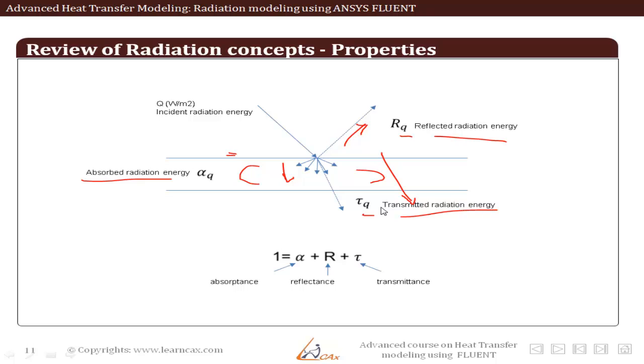Absorptivity is the fraction of irradiation absorbed by the surface with respect to total radiation. Reflectivity is the fraction reflected by the surface compared to the total radiation. Transmittivity is the fraction of radiation transmitted by the surface compared to the total radiation incident. So absorptivity is the ratio of absorbed radiation to incident radiation, reflectivity is the ratio of reflected radiation to incident radiation, and transmittivity is the ratio of transmitted radiation to incident radiation. The summation of absorptivity, reflectivity and transmittivity is always 1.